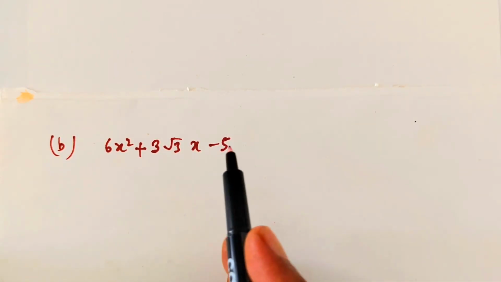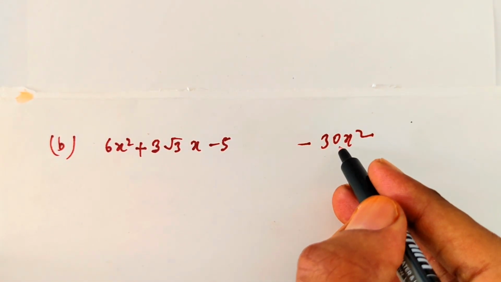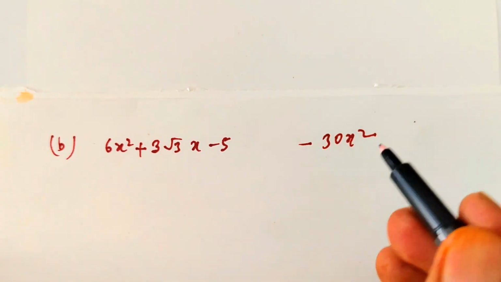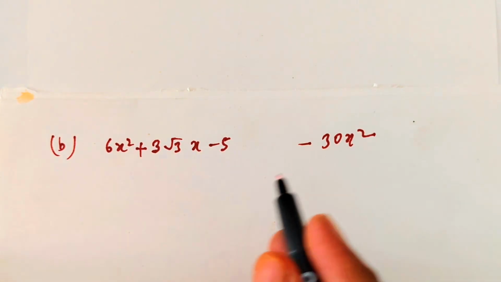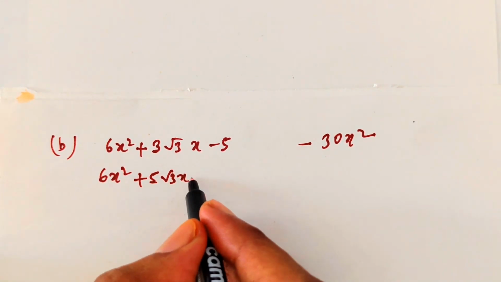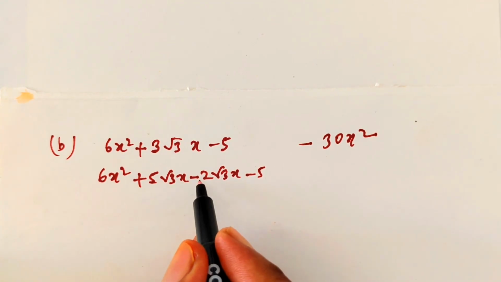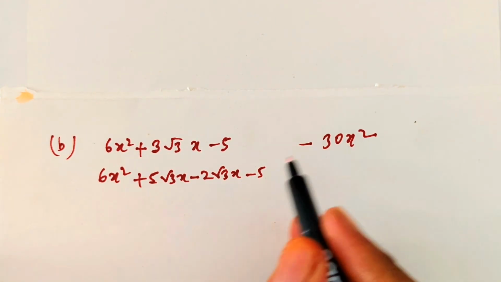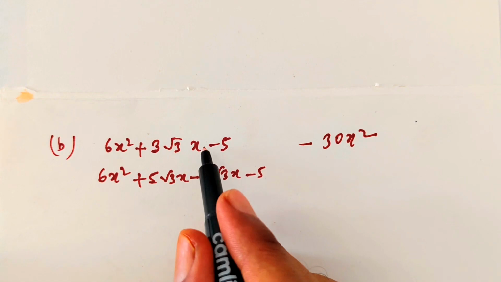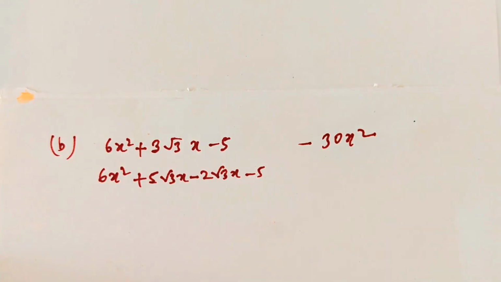Here the first term is 6x square and the last term is minus 5. The product will be minus 30x square. If you break the middle term like 3 root under 3x, then how can we use some factorization about this product? So simply we can write 6x square plus 5 root under 3x minus 2 root under 3x minus 5. If you multiply 5 root under 3x and minus 2 root under 3x, it comes to minus 30x square. And if you add and subtract these two numbers, you will get plus 3 root 3x. So this is the way to break the middle term by using the product minus 30x square.